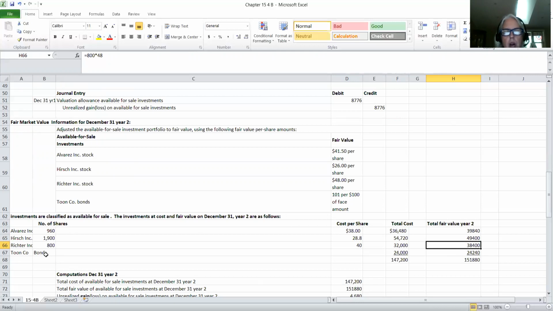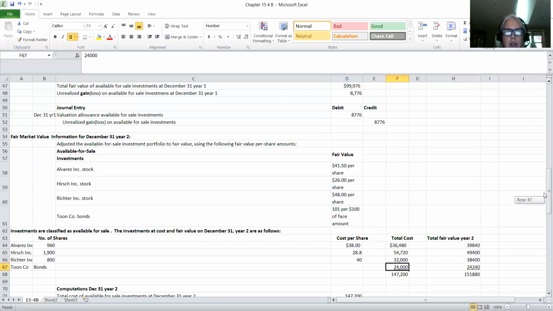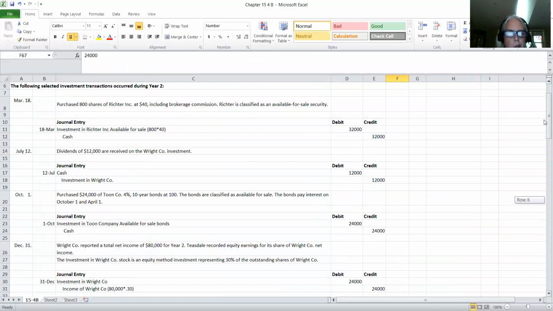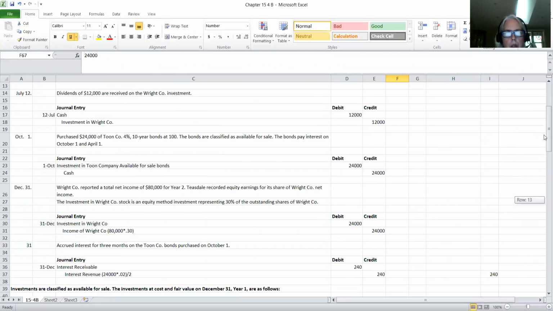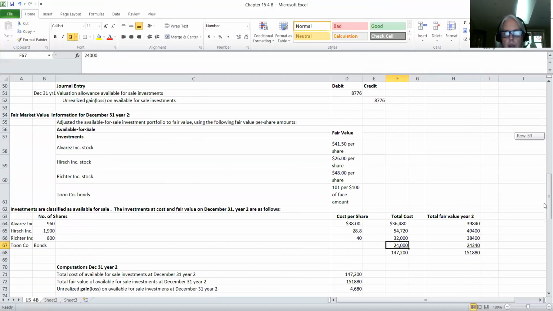We also bought in this year Toon Company bonds. We purchased those bonds at face value. And that actually happened on the October 1st journal entry here. Do you see where we bought the bonds at $24,000? That's the face value. That's what the bonds cost us.